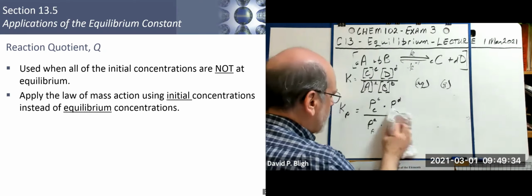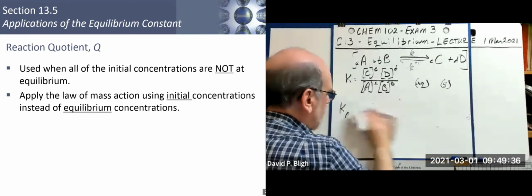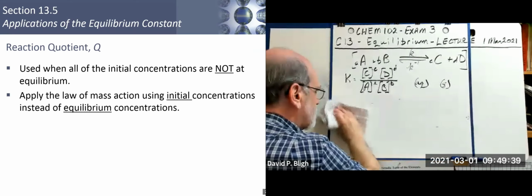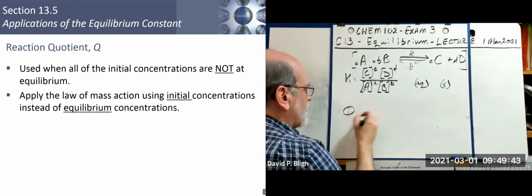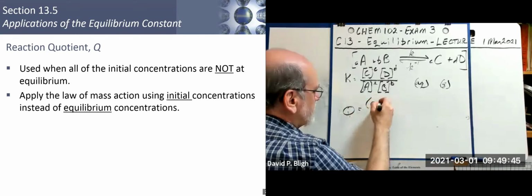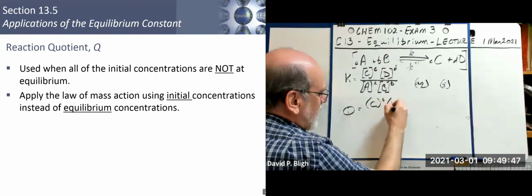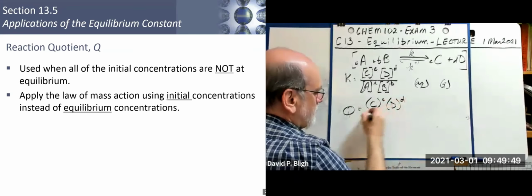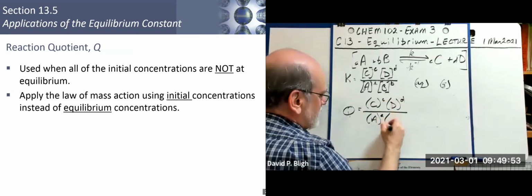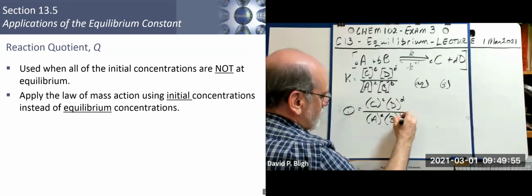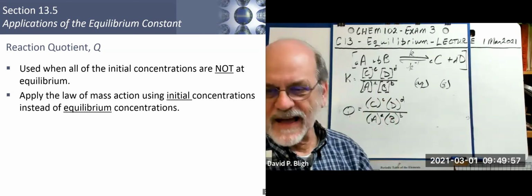Right? So if we calculate for this reaction, we calculate Q as equal to that and that, divided by that and that. Now, what's the value of doing that?